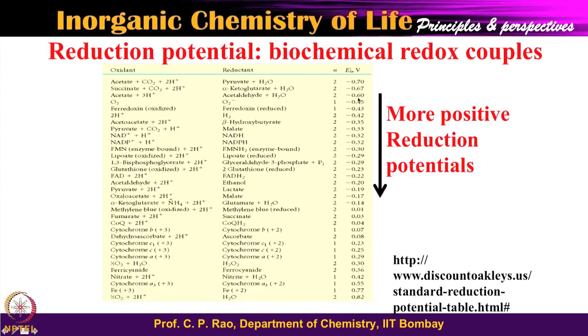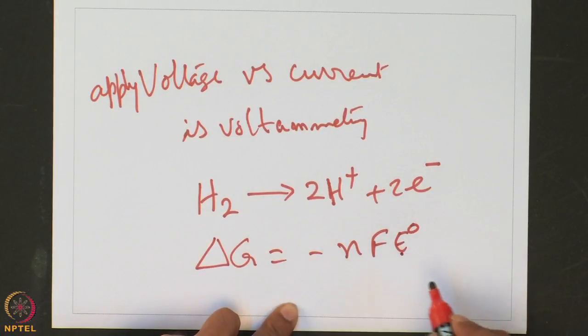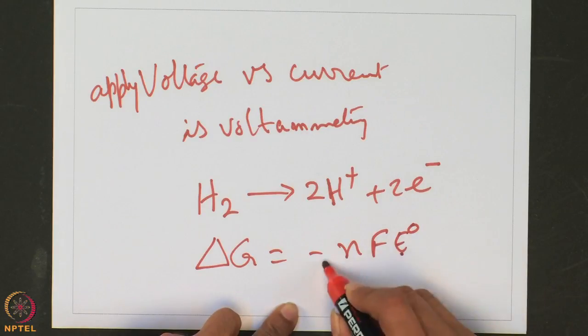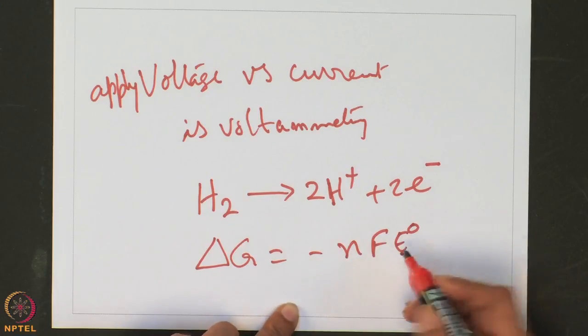Here, as you go from top to the bottom, the reduction potentials are becoming less negative or rather more positive. That means more reduction is favorable. How do you understand this? You can understand this by delta G is minus nFE naught. So, if the potential is minus, minus into minus is plus. If the potential is plus, plus into minus is minus. So, more positive reduction potential means this will be minus, more feasible.